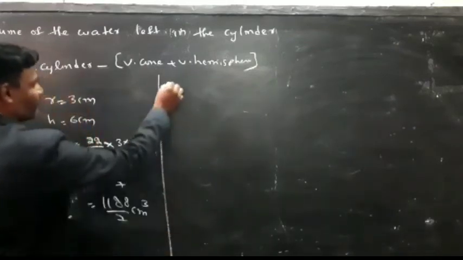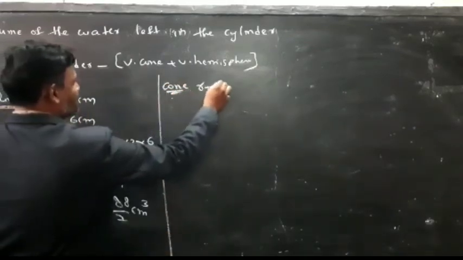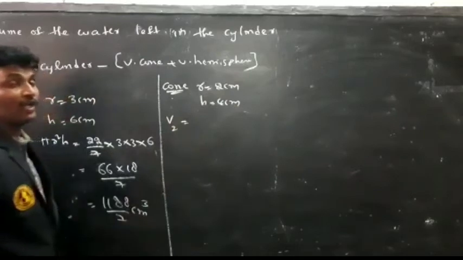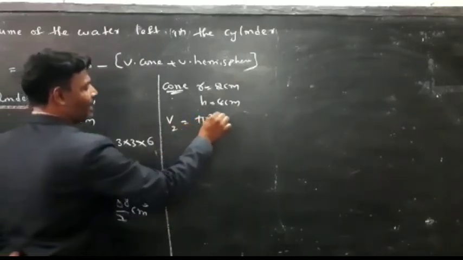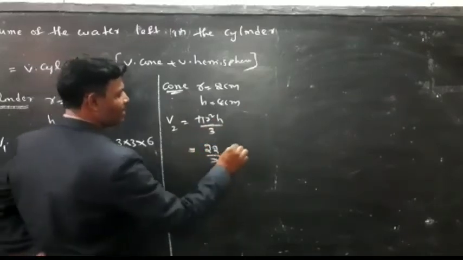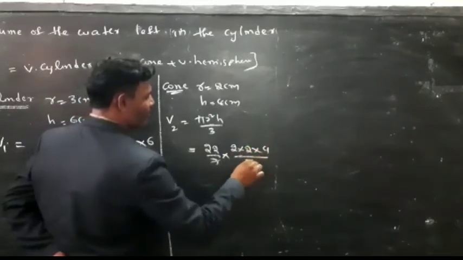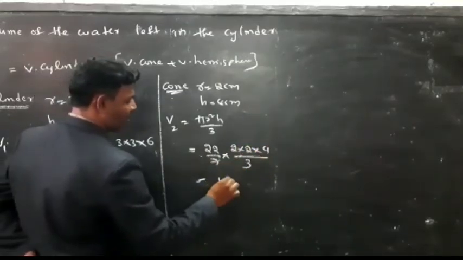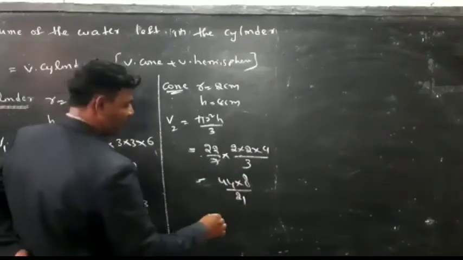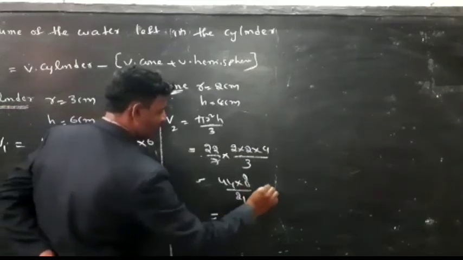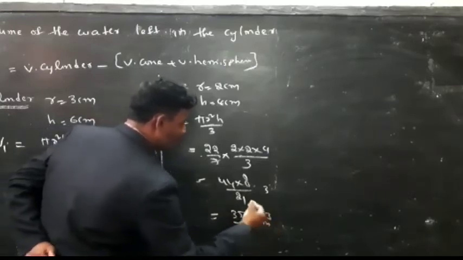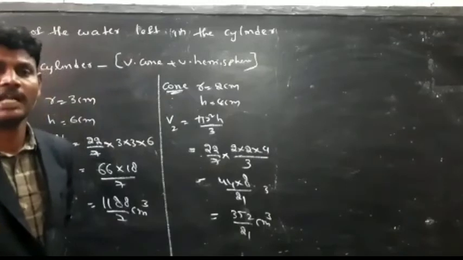Next I am taking the cone. Radius is equal to 2 centimeters and height of the cone is equal to 4 centimeters. V2 means volume of the cone. What is the formula? Pi r square h by 3. Pi means 22 by 7, into r square means 2 into 2, into 4 by 3. It is 22 into 16 by 21, so 352 by 21. So the volume of the cone is 352 by 21 centimeter cube.